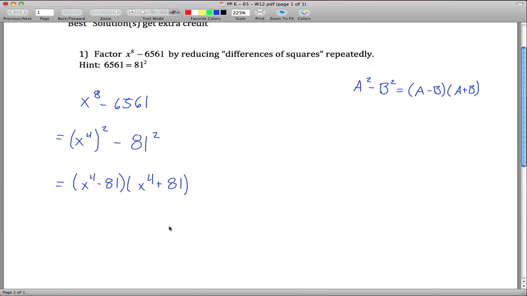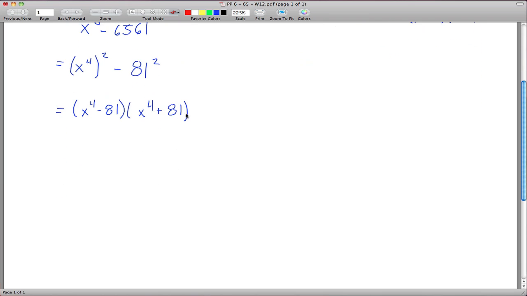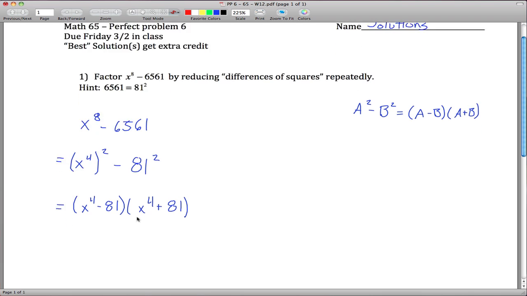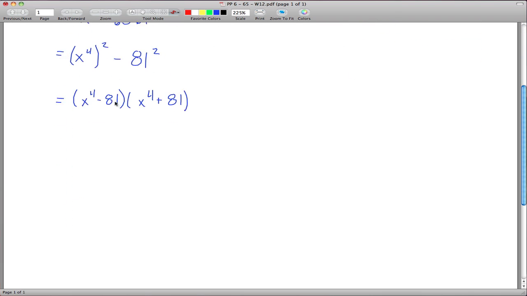But it turns out you're not done here. You're done with this guy, x to the 4th plus 81. There's nothing you can do. But as I mentioned up here, you want to look for difference of squares repeatedly. This x to the 4th minus 81 is, again, a difference of squares.